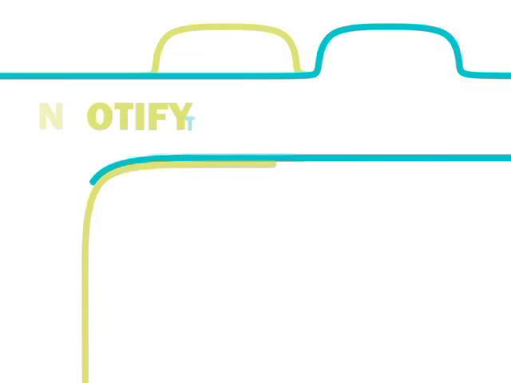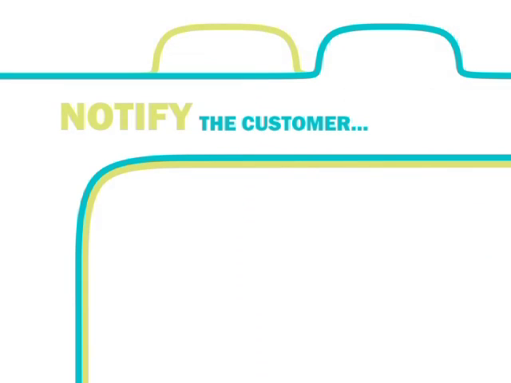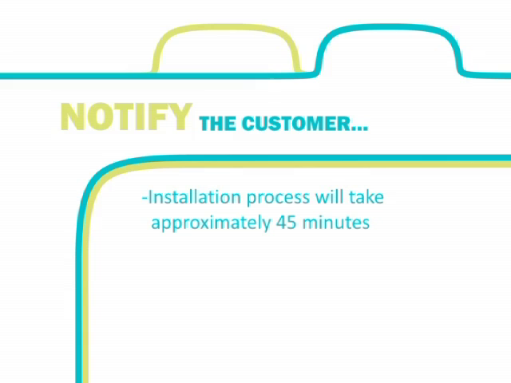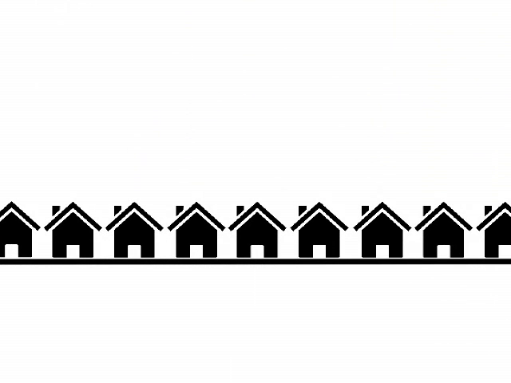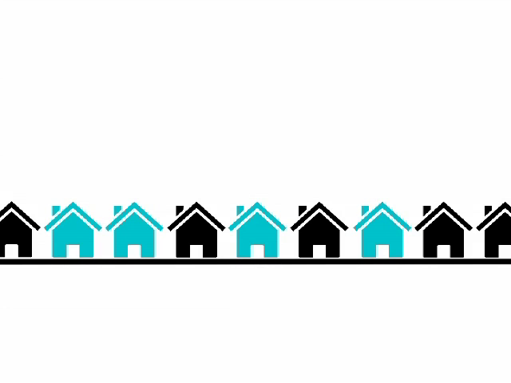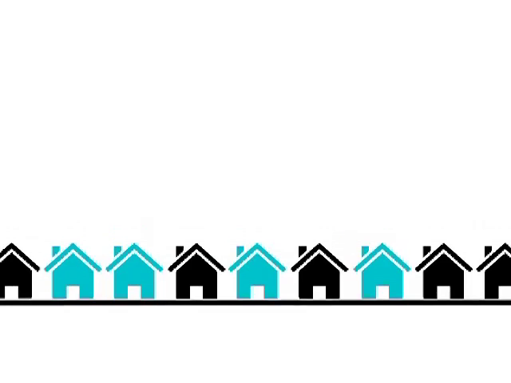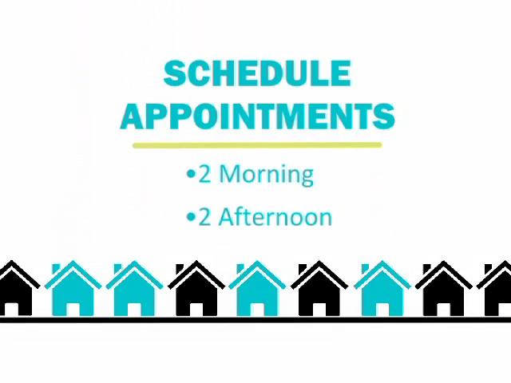Notify the customer that the smart thermostat or switch installation process will take approximately 45 minutes, and the energy efficiency assessment will take approximately 15 minutes. Installations should be scheduled by neighborhoods or in some other manner to improve the efficiency of the installations and reduce driving as much as possible. You should attempt to schedule 2 morning and 2 afternoon appointments for each installer. Example scheduling forms are located in your student manual.